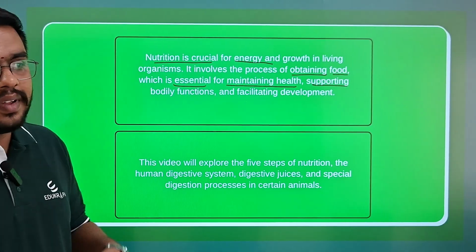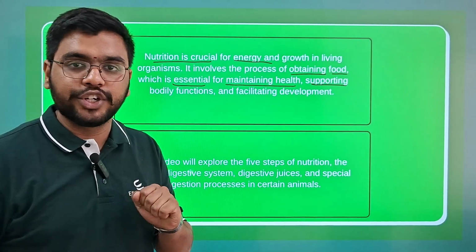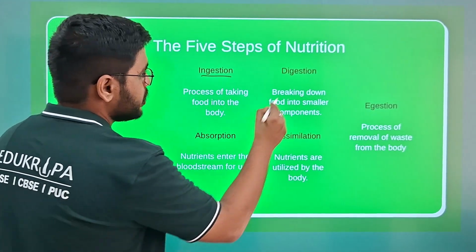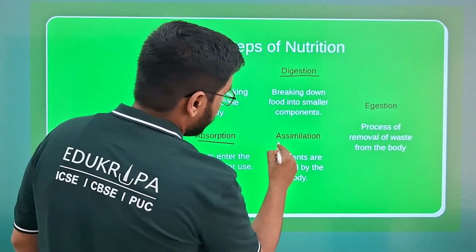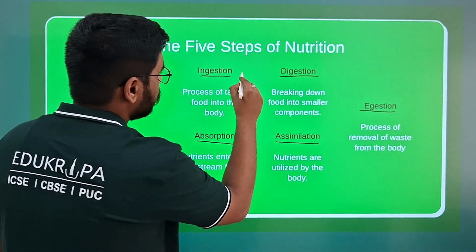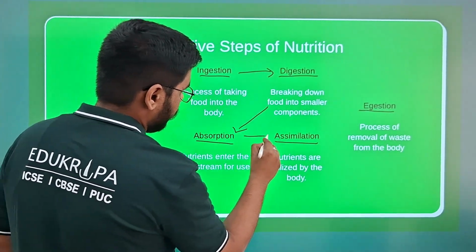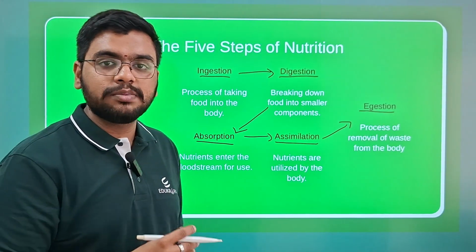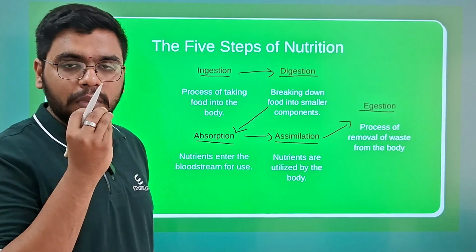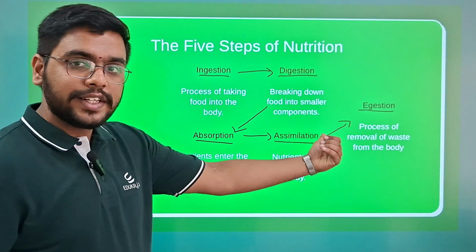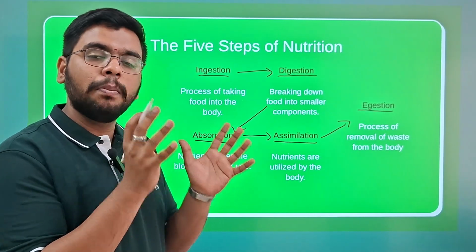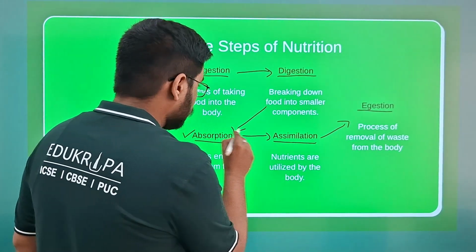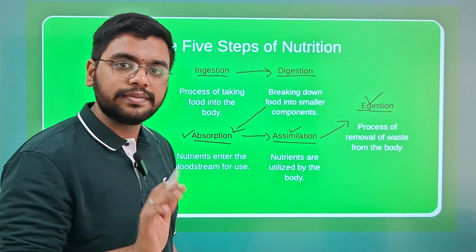Next, in this video, we will further dive into the 5 steps of nutrition. What are those 5 steps? Ingestion, digestion, absorption, assimilation, and egestion. Finally, egestion happens. What is ingestion? In the previous video, I explained that intaking of food through the mouth is called ingestion. What is digestion? Digestion means breaking down of complex substances into simpler substances. Next, absorption. These 3 are the topics that we are mainly going to explore in this video.